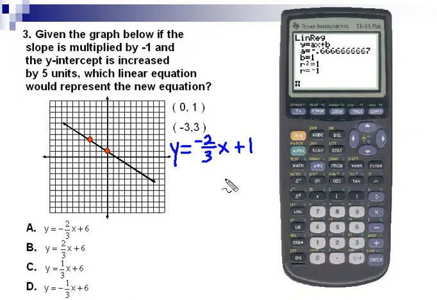Now we're not finished with this problem. This problem tells us to multiply the slope by negative 1. The slope of this equation is negative 2/3. So if we take that slope and multiply that by negative 1, that's going to give me a slope of 2/3.